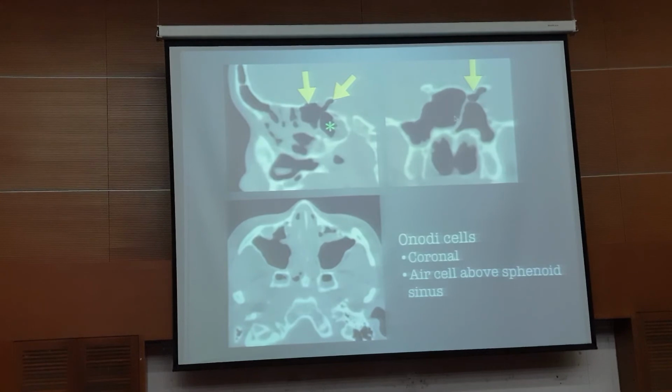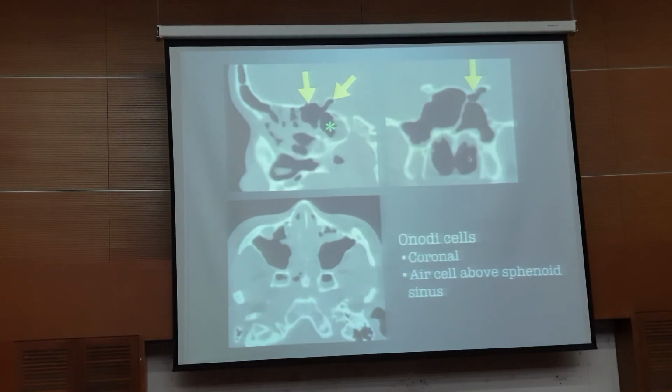And on coronal view, they are quite easy to identify because if you look at the coronal view of the sphenoid sinus, you should only see one vertical structure coming down at most. You should never see anything that is horizontal across the sphenoid sinus. The moment you see something that's horizontal, you're probably dealing with an Onodi cell, because what you're seeing is the separation between the Onodi cell and the sphenoid sinus itself. So when you do a coronal and you see something horizontal, think whether you could be dealing with an Onodi cell. And then you can go to the sagittal view and see whether you see a cell that goes above the sphenoid sinus from the posterior ethmoid. Okay?